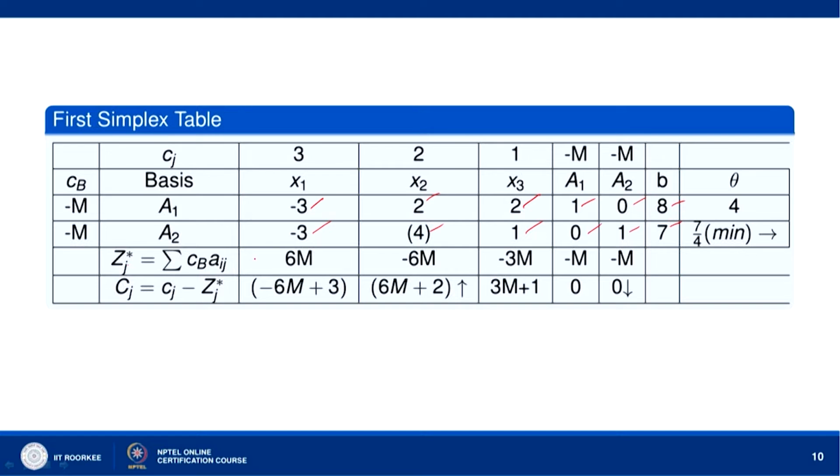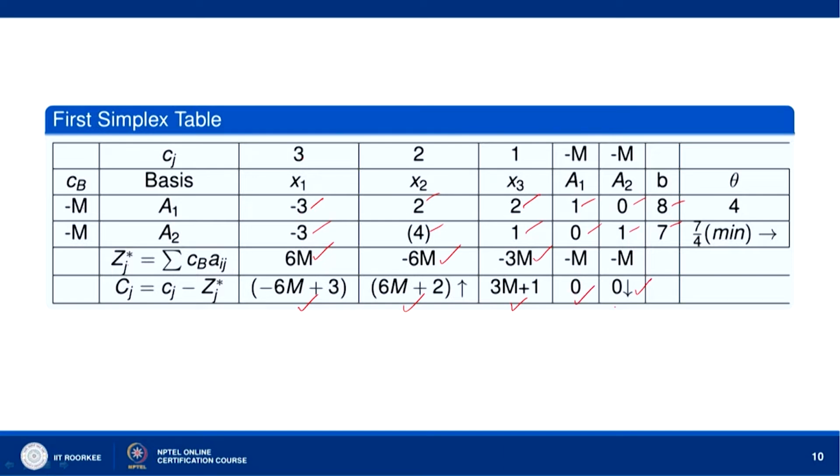So, Zj star for j equal to 1: minus m into minus 3 is 3m, 3m plus 3m is 6m. So, 3 minus 6m is here. Similarly, for the x2 column, minus 2m minus 4m, so minus 6m, we get 6m plus 2, that is C2, capital C2. Now, minus m into 2 is minus 2m, minus m into 1 is minus m. So, we get minus 3m, and then capital C3 is 3m plus 1, and similarly C4 is 0, C5 is 0.